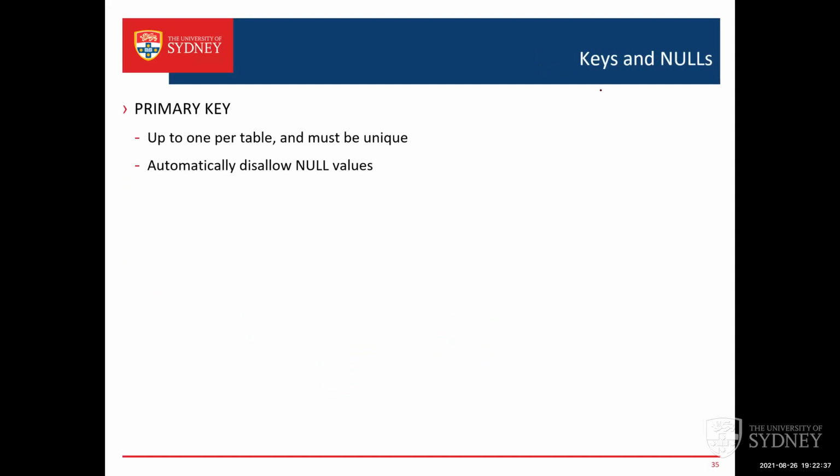Okay, how it behaves with keys. When we define one primary key, up to 1, that means maximum 1, right? And it must be unique. It automatically disallows null values. Remember this very important piece of information. Primary key automatically disallows null values. So if you declare SID as the primary key, you will not be able to put any null in an SID, since that is a primary key.